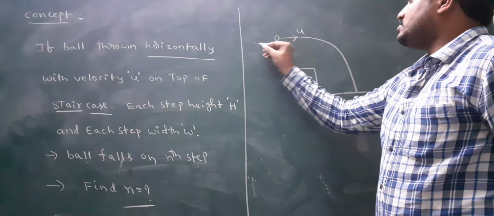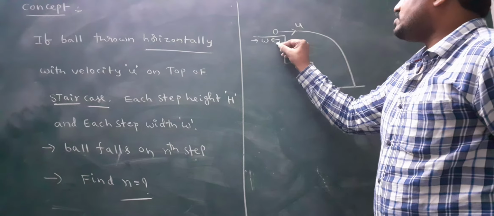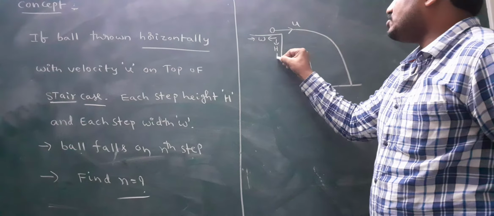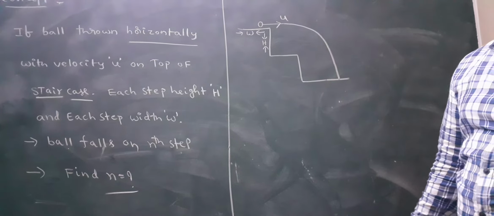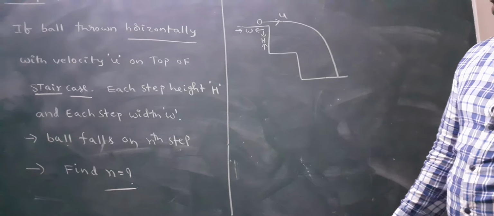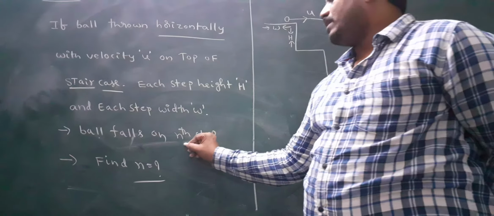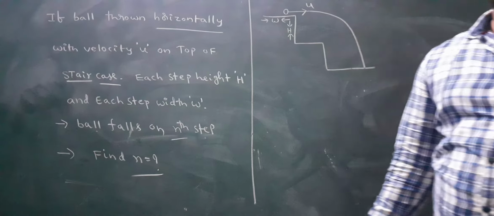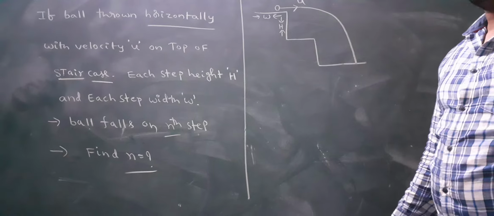Each step width is W. Each step height is H. Okay? Each step width is W, each step height is H. This is the question. Find the value of n, the nth step.